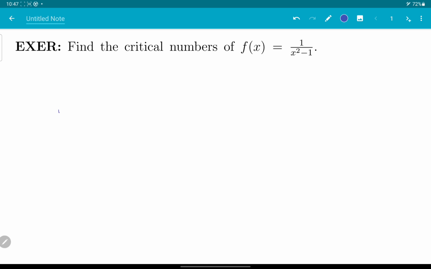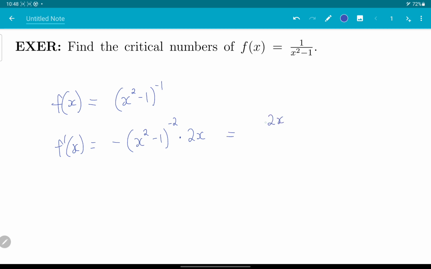What would I do? For this one, when I have a constant on top, I avoid quotient rule by writing it like so. Seems quicker to do chain rule here. Negative 1 comes down, subtract 1 from the exponent, and then times the derivative of the inside function. And what do I get? I get 2x with a minus, all over x squared minus 1, all squared.